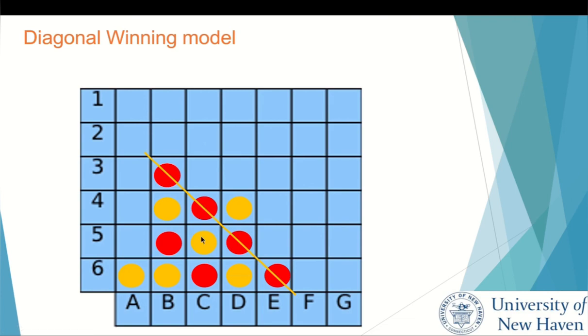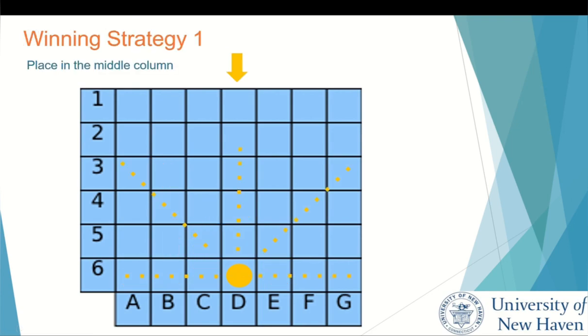Similarly, we have the diagonal winning model, where the player places 4 of his tokens diagonally. This can be either in the right diagonal or the left-inclined diagonal. This is called the diagonal winning model. So we have seen all the winning models so far. Now we will move on to the winning strategies.